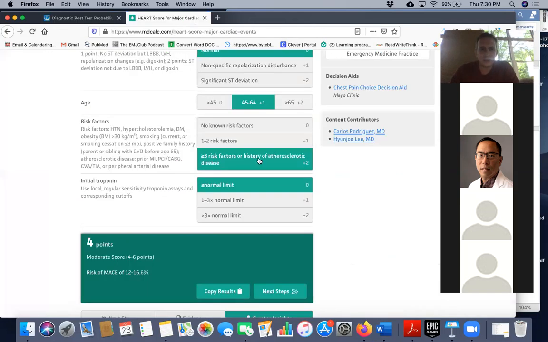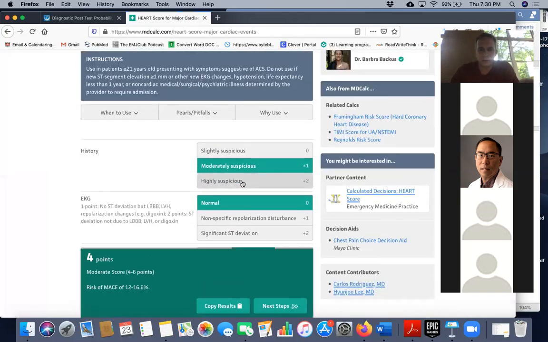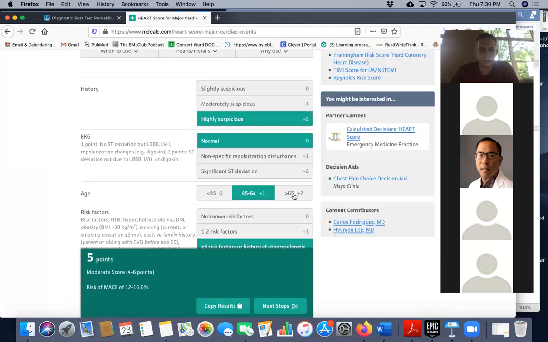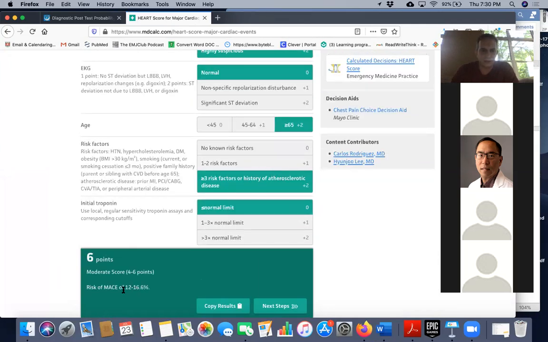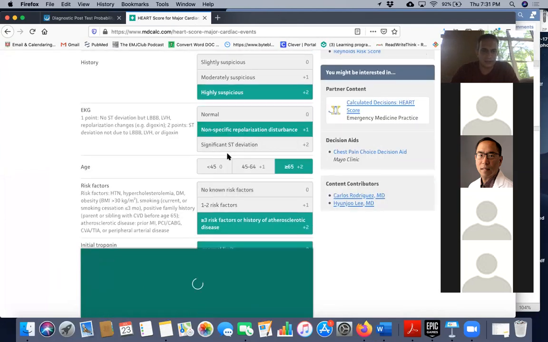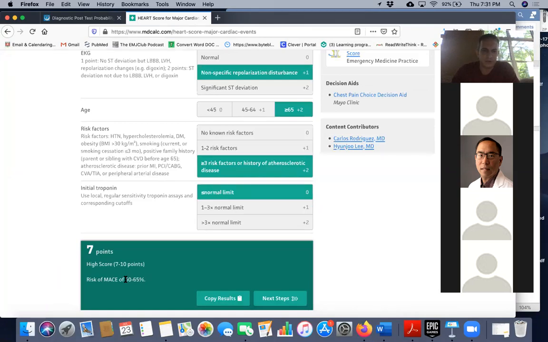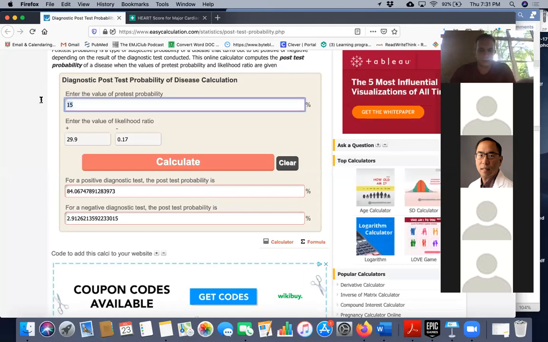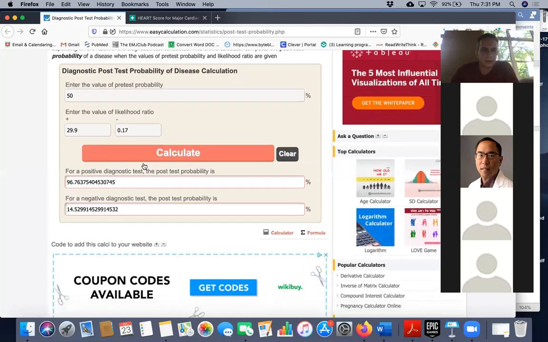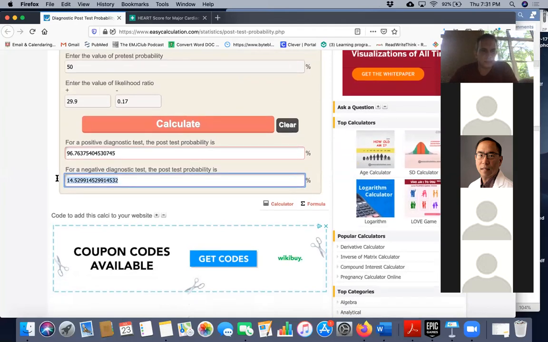If, on the other hand, we looked at a patient who was coming in with crushing substernal chest pain while they were shoveling snow, which is a high-risk thing for someone who's over 65, even with a normal EKG and a bunch of risk factors, and some non-specific changes on their EKG, now their pretest risk is 50 to 65%. So this is a high-risk patient. And if we enter that pretest probability of 50%, even with a negative diagnostic test, even with a negative initial troponin, our risk is still 14.5%.